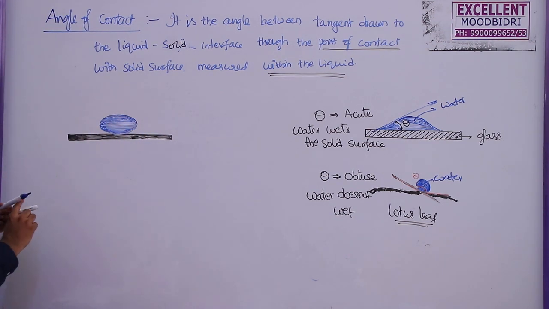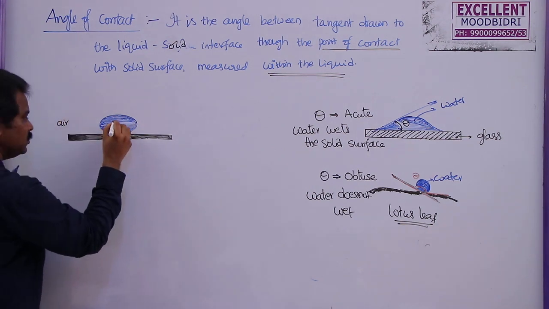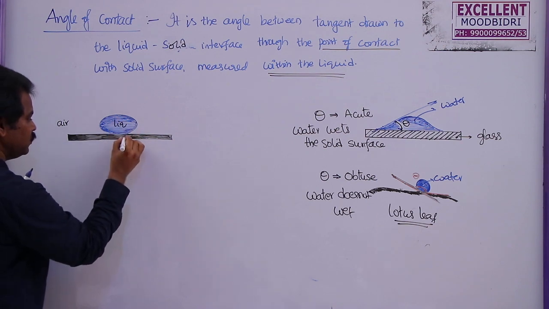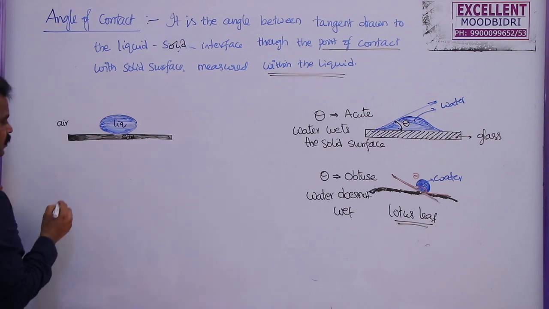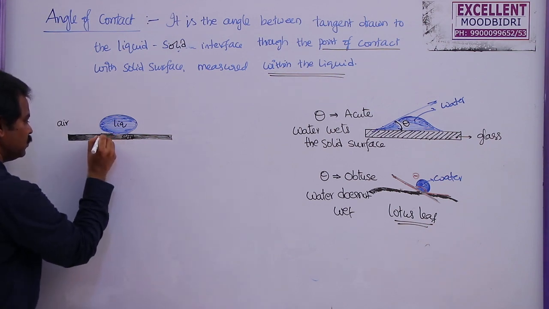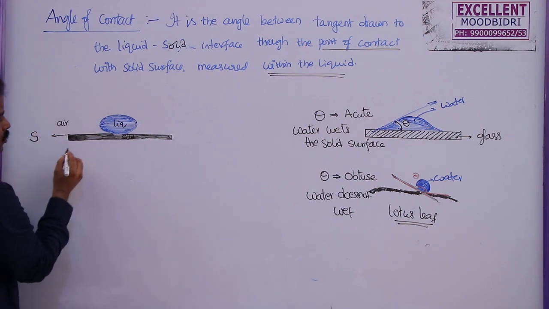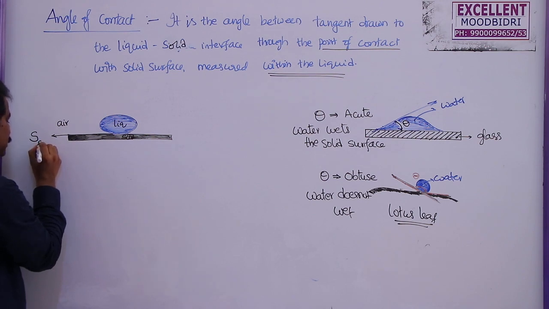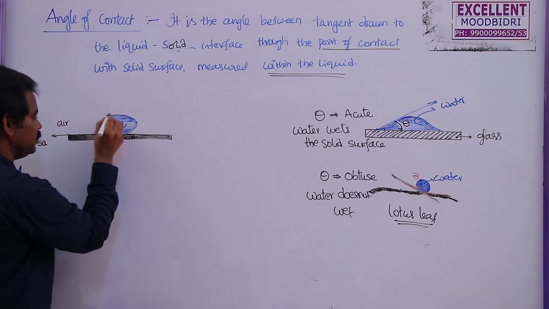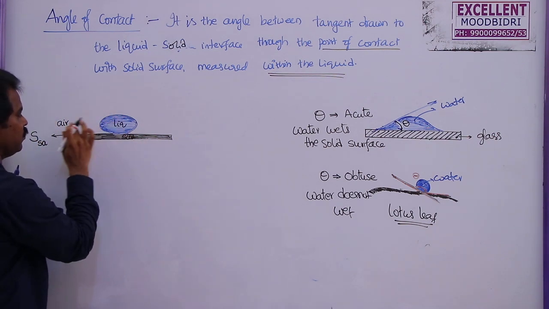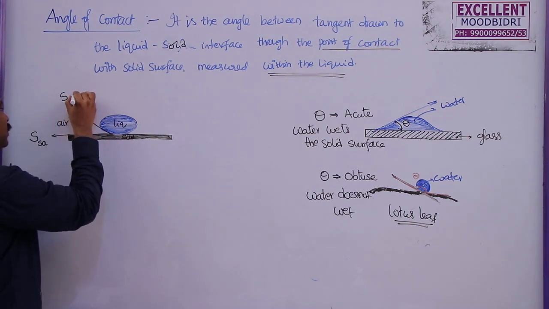In this case, if you take these two surfaces, this is air, this is liquid, and this one is solid. Here we have three different interfaces. The first one is this one. This is the surface tension between solid and air, so I am writing SA. The second one is here, this is liquid and this is air. Liquid and air. So this is the surface tension between liquid and air.